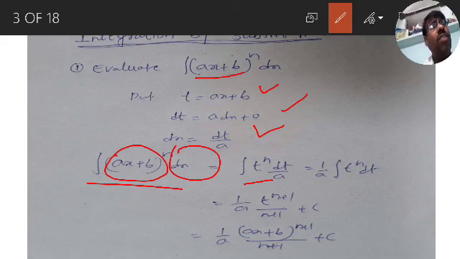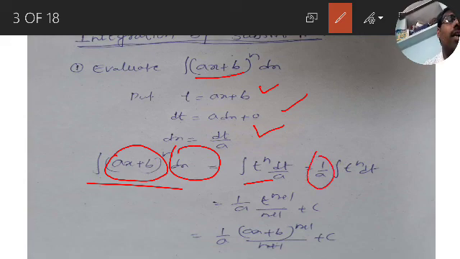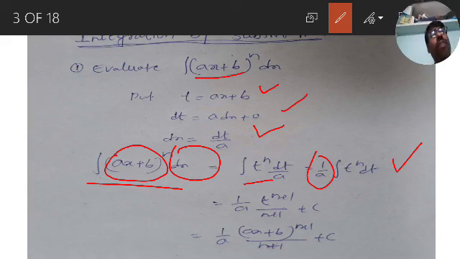Inside the integration, if there are constants, you can take the constants outside. Therefore, 1 by a constant outside, integration of t power of n into dt. Now it is of the form x power of n into dx. Are you getting? If it is x power of n, then it should be dx.